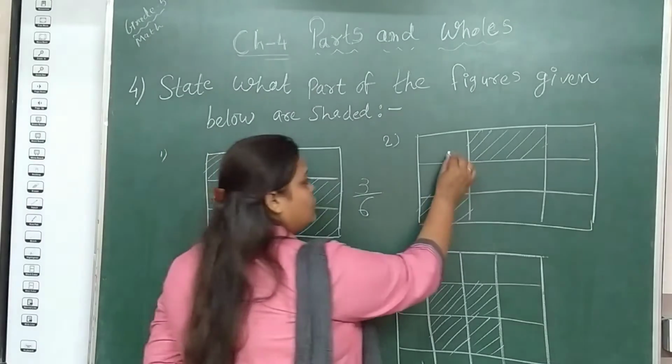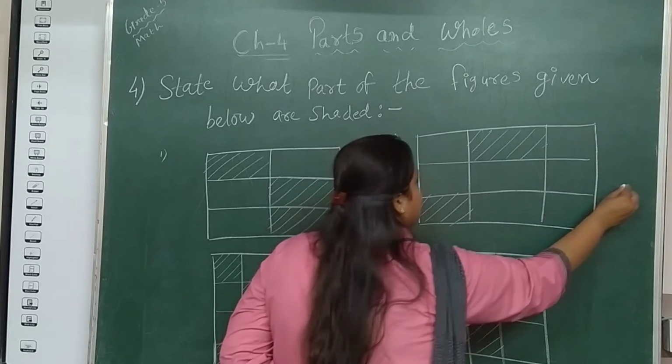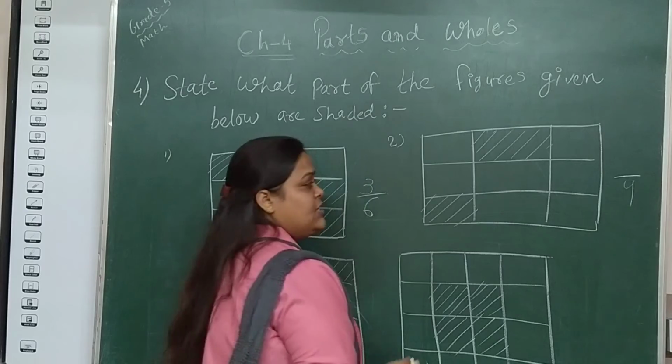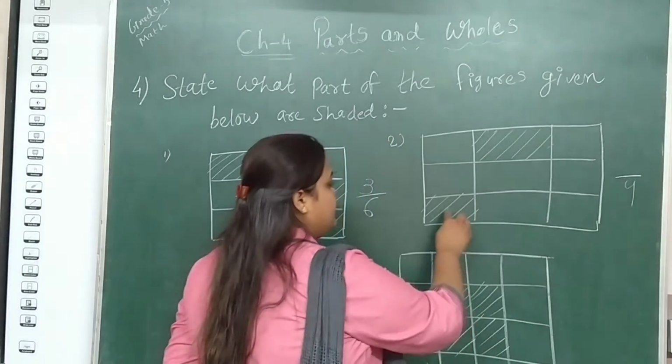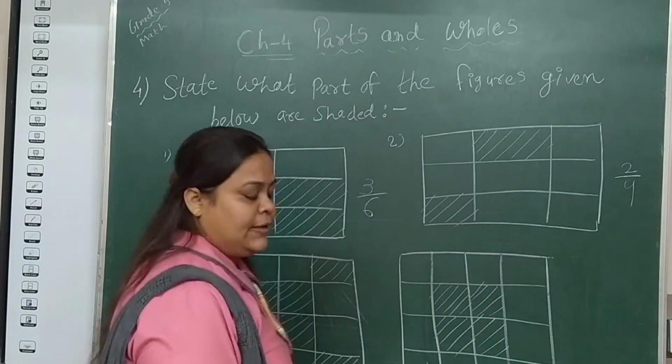Now in this figure the total is 1, 2, 3, 4, 5, 6, 7, 8 and 9. So here we can write 9 as the denominator, and the shaded part we will write up as the numerator, 1 and 2. So here it is 2 by 9.